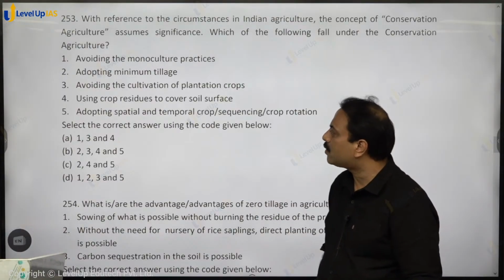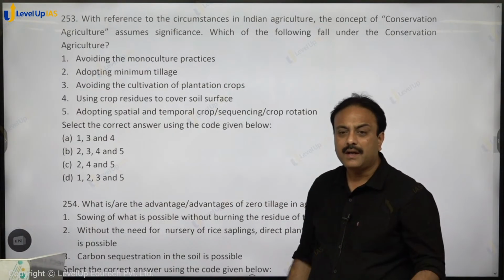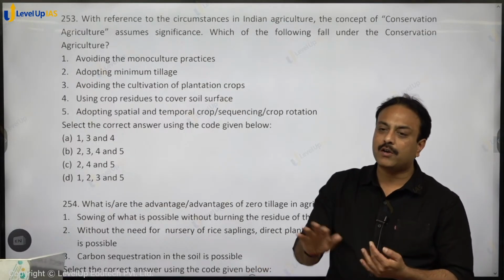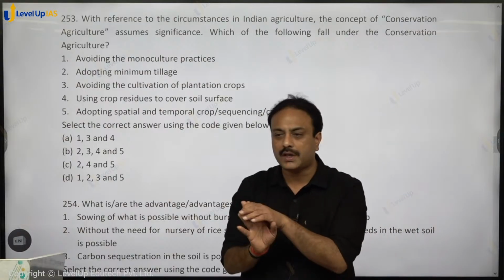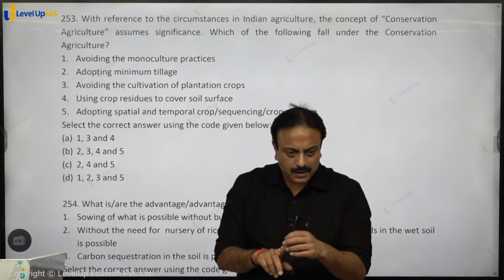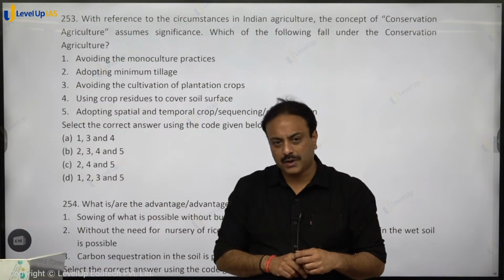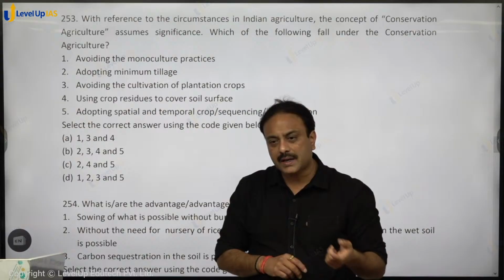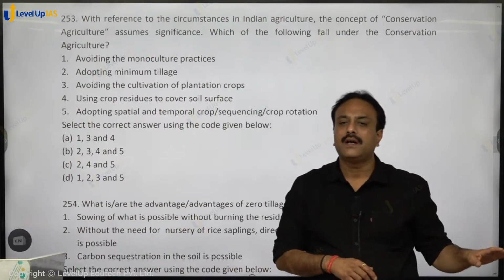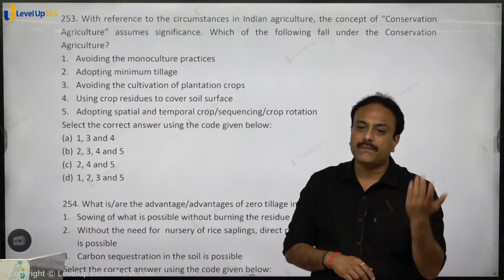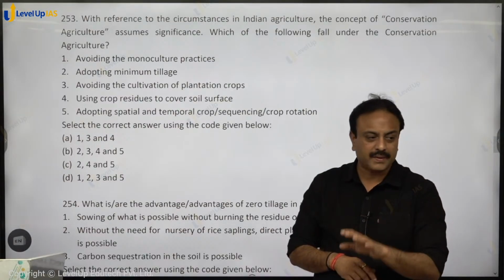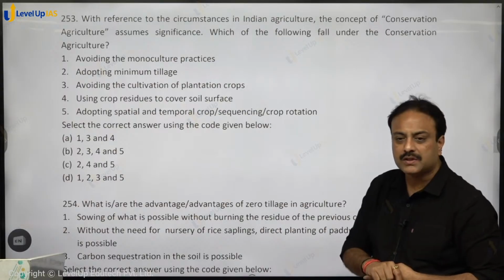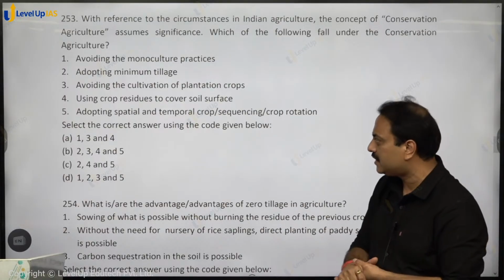Using crop residues to cover soil surface, mulching: crop residues have to be spread on the field. Why? It will serve 2-3 purposes. Number 1, soil will not be exposed to sunlight, insolation, so it will be least affected by evaporation, and water loss can be reduced. When it is covered with something, growth of weeds can be controlled to some extent. So using crop residues to cover soil surface goes with conservation agriculture.